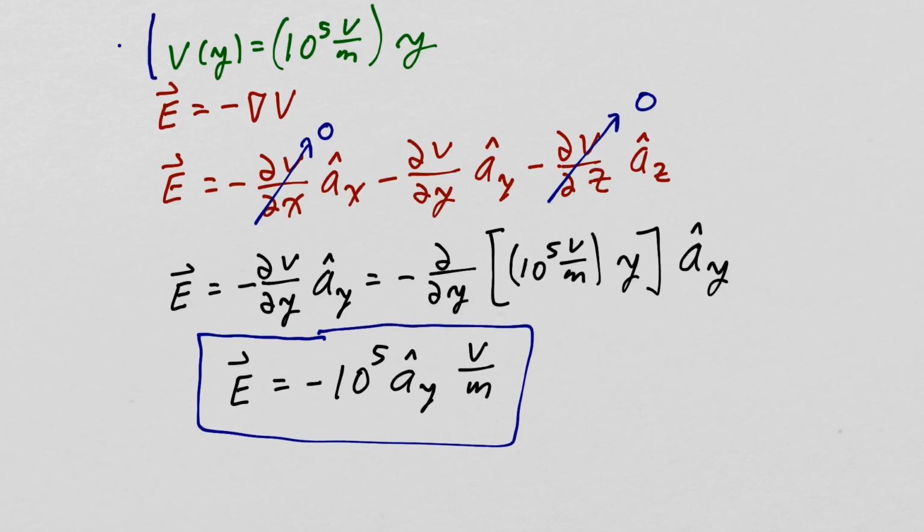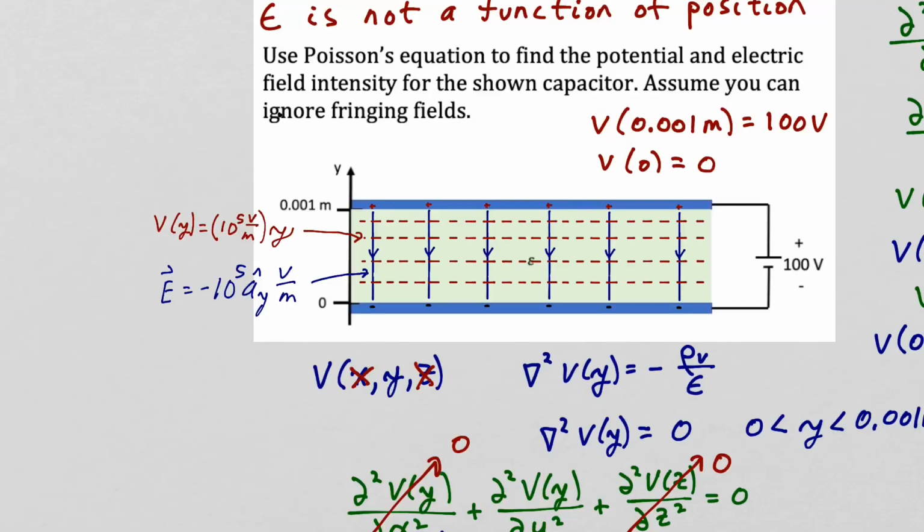So the electric field intensity is 10 to the 5th volts per meter in the minus y direction, and the potential field is 10 to the 5th volts per meter times y.